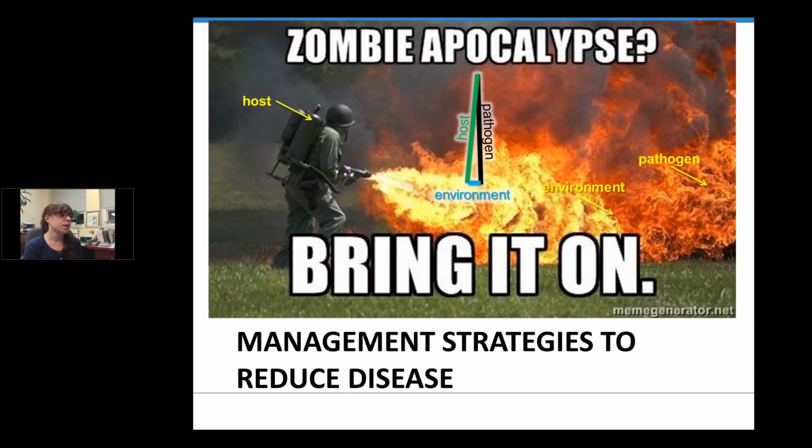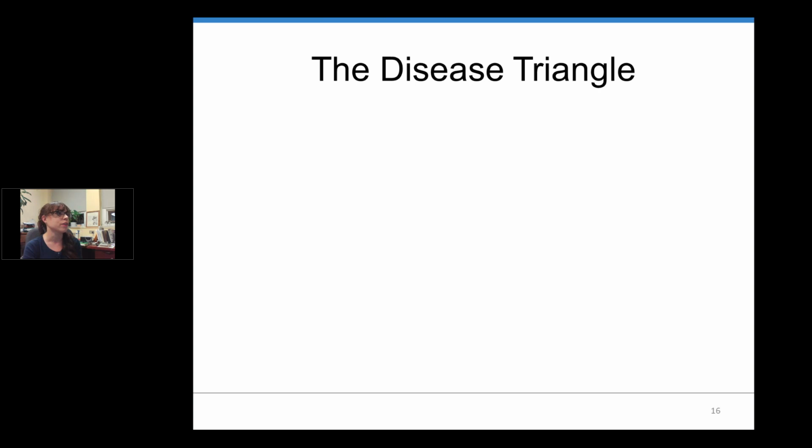So let's take a moment to talk about some very broad management strategies that can reduce disease in almost any case. I think this is sometimes what we all feel like doing when we see a problem. Hopefully it doesn't usually come to quite this extreme, and there are other steps that you can take rather than just taking a flamethrower to things and trying to start fresh. So one concept that I'd like to introduce is the disease triangle.